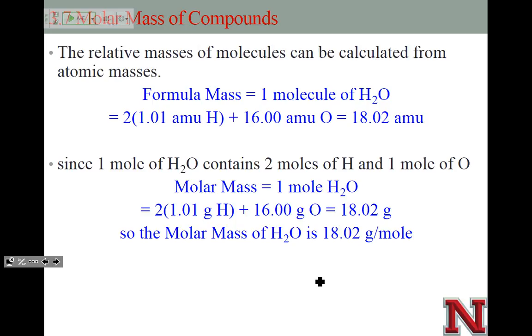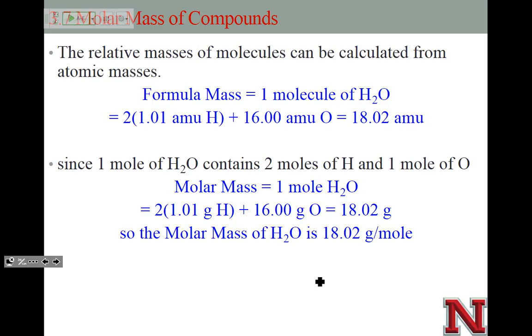So what we can say is, if 1.01 AMU of hydrogen means we have 1.01 grams per mole hydrogen, when we add that up, we get a total of 18.02. That means we have 18.02 grams of water per every mole of water. So just like your grams per mole before, it's still your grams per mole. And just like before, we can use this in a relationship. Because we know we have 18.02 grams of water for every 1 mole of water.